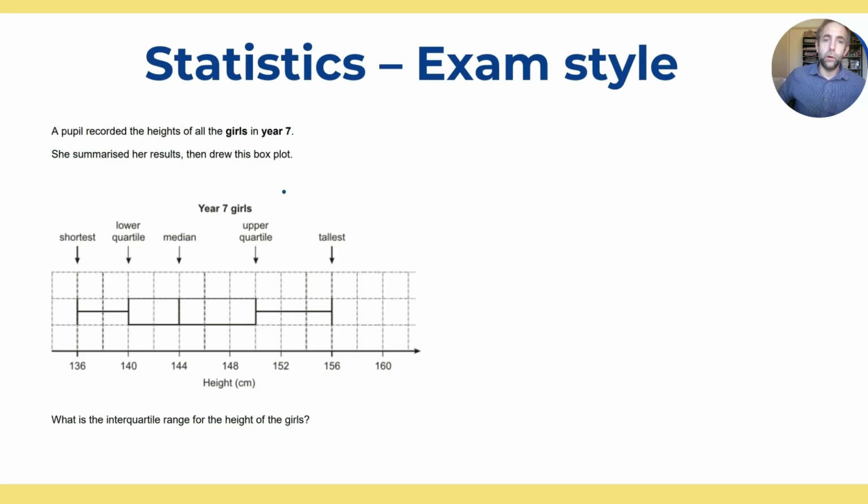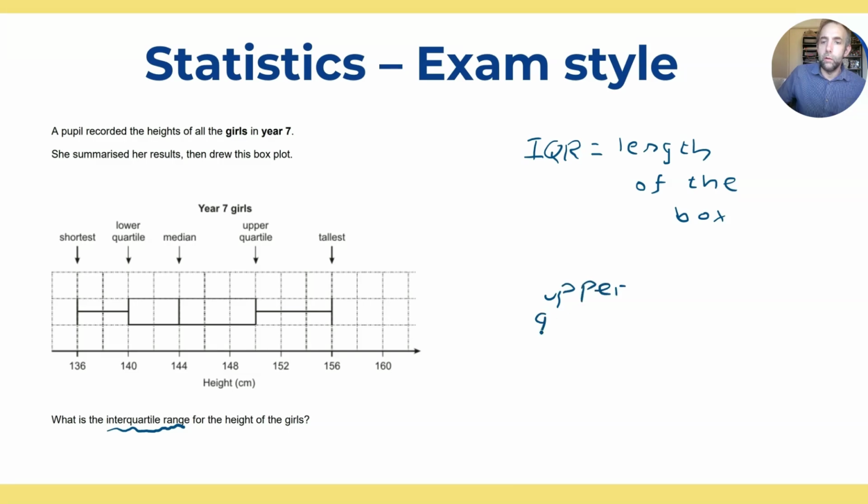It tells us in this box plot that we have the lower quartile, the median, and the upper quartile. The question wants us to find the interquartile range for the height of the girls. So the interquartile range is the length of your box. So I'm just going to write that here. That's the length of the box, but it's the difference between our upper quartile minus our lower quartile. Okay, so we need to find what our upper quartile is, and then we need to subtract our lower quartile.